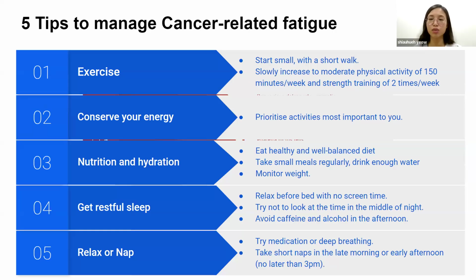And our aim is to increase the exercise level to moderate physical activity of 30 minutes per day, which means a cumulative of 150 minutes per week, and strength training like weight training 2 times per week. But never pressure yourself to reach this level in a very short time. It must be done gradually.